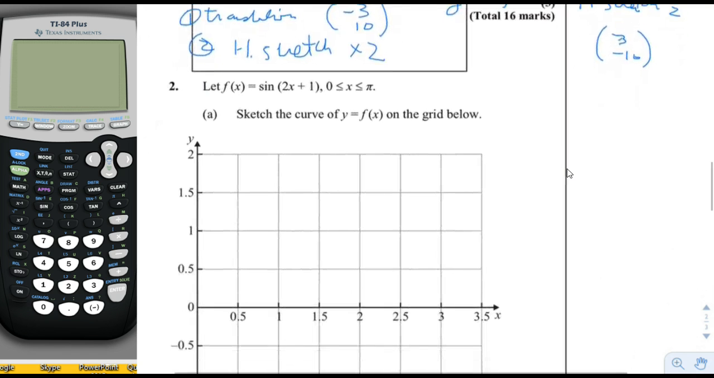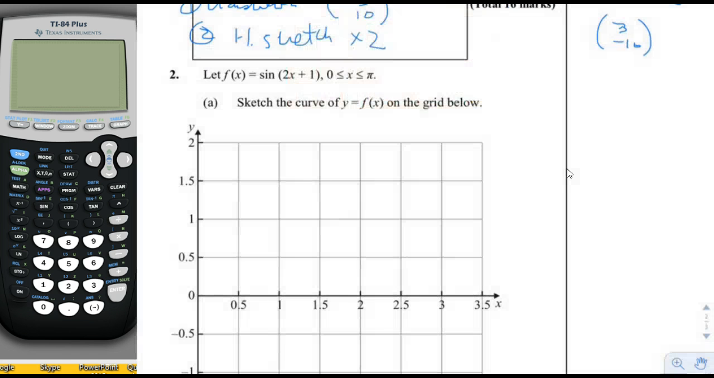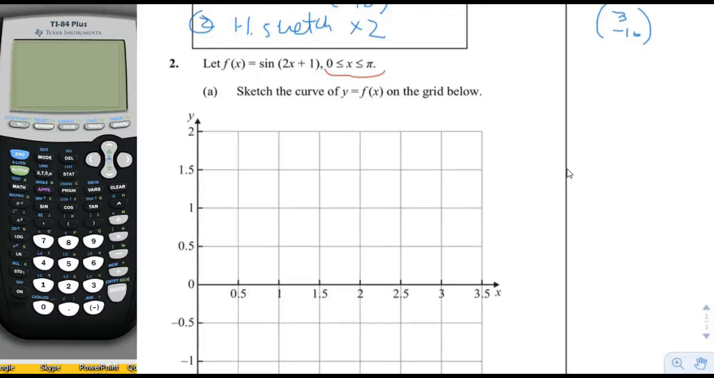Number 2, let f of x equals sine of 2x plus 1, with 0 to pi as the x values. Sketch the curve of y equals f of x on the grid below. Okay, let's see some of the values for the factors in the standard form of the sine equation. A appears to be 1, because there's no multiplier in front of sine. D appears to be 0 because there's no addition done after the sine. And b appears to be 2, because that's what's multiplied times the x.